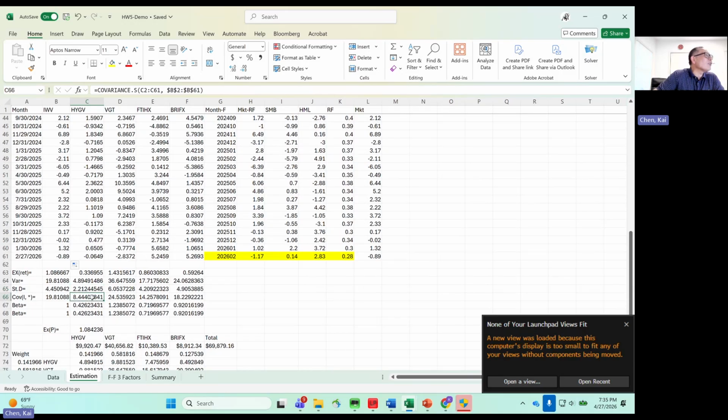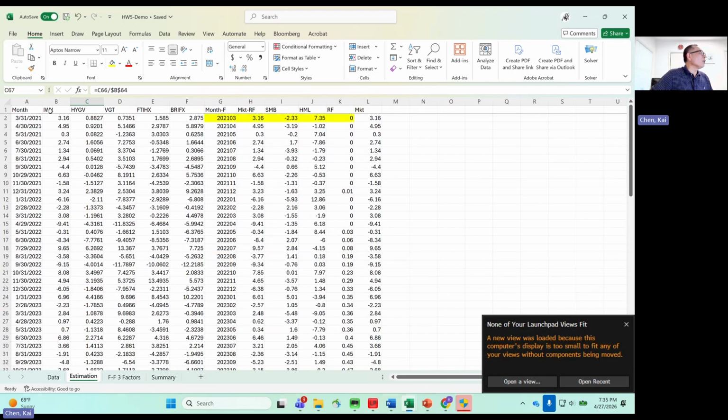However, what is this? This is the covariance between HYGV and the market portfolio. Now this number changes, and of course the beta changes. So right now, we get the covariance and beta using the French three-factor market portfolio as the market portfolio. To be safe, I'm going to rename this column: now this column is the French market portfolio.